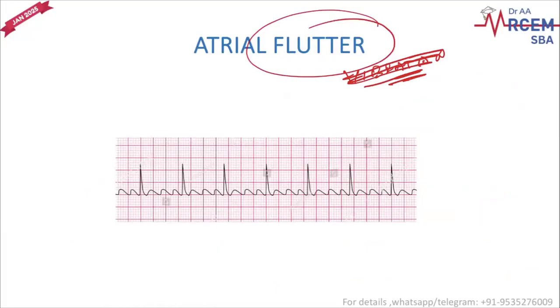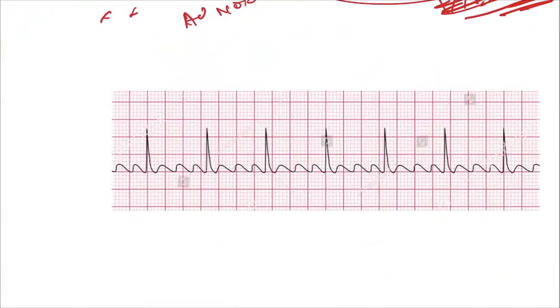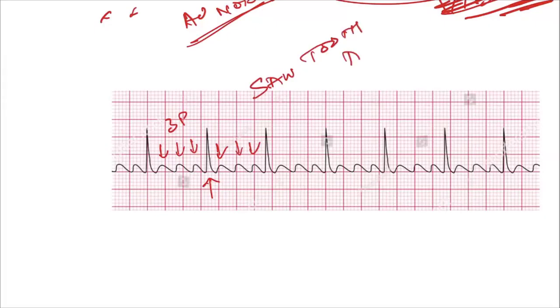Flutter is basically multiple electrical activities arising from the atria. Only a few are transmitted through the AV node. As only a few are transmitted, it is transmitting in a fixed ratio. For example, this is a P wave, this is a P wave, this is a P wave. For every 3 P waves, there is one QRS complex. So the AV node usually transmits in a fixed ratio. Because of the presence of these P waves, it gives a classical appearance known as the sawtooth appearance. So remember, this is known as the sawtooth appearance, which is very important for you to remember.